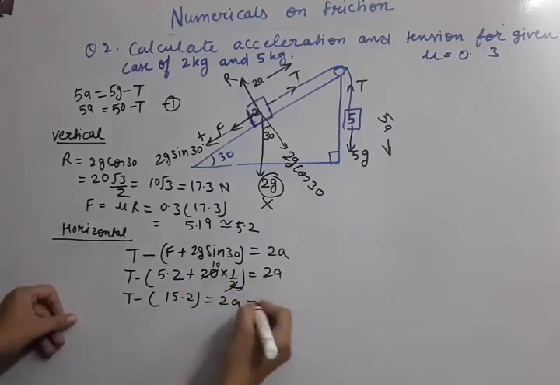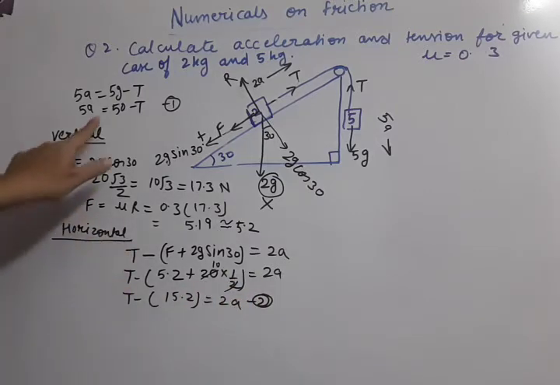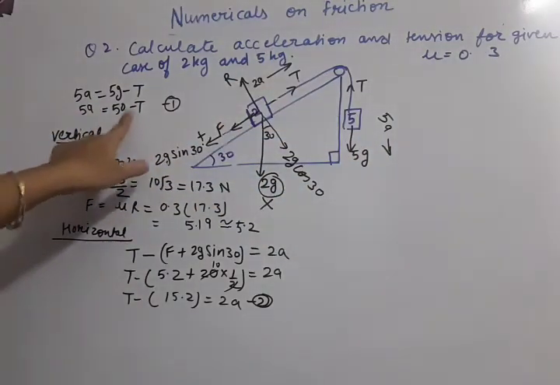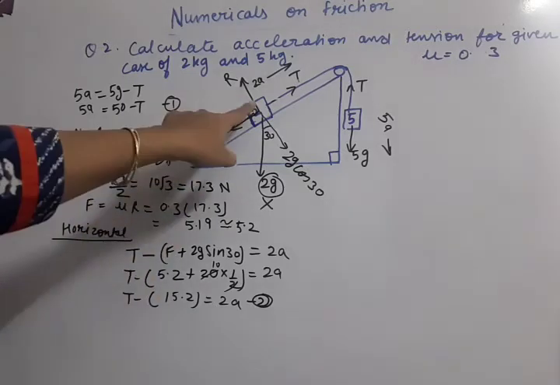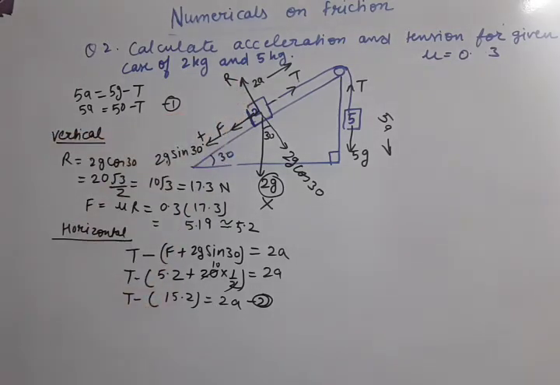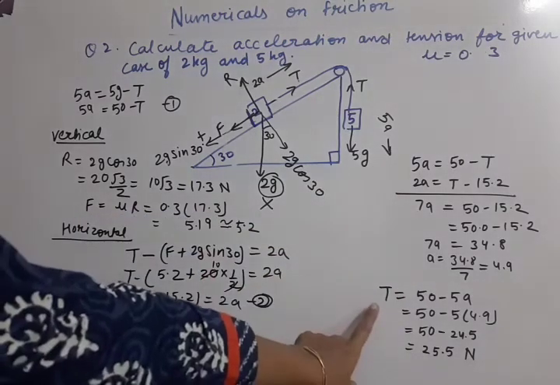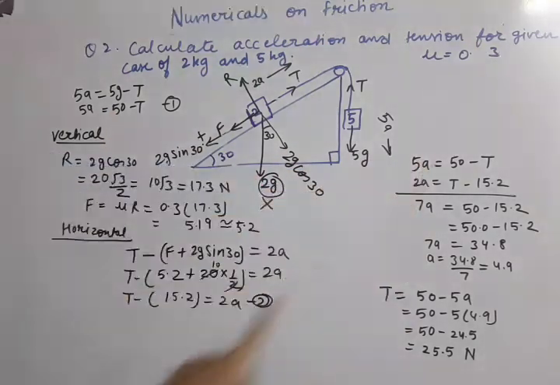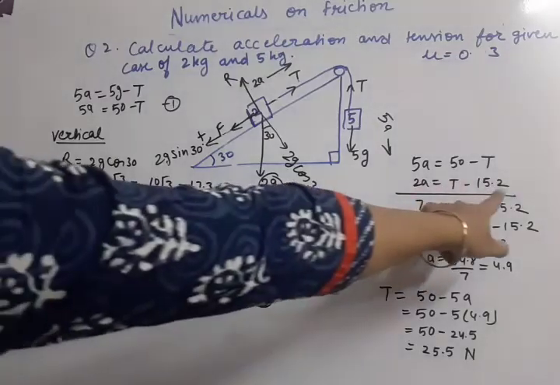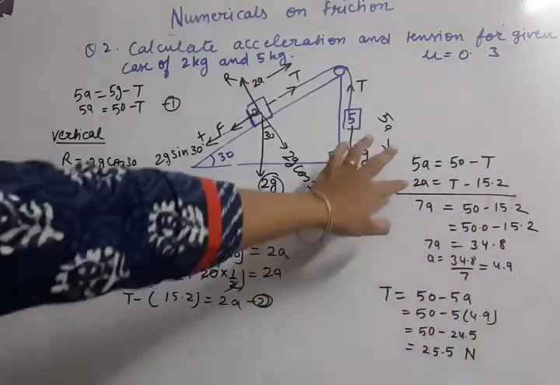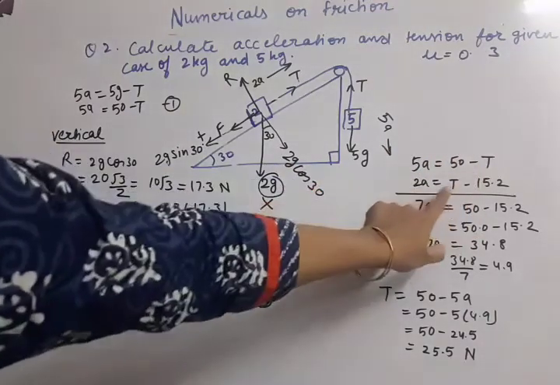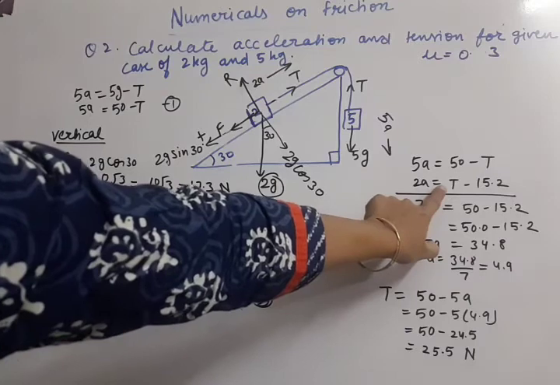This is the second equation for the solution of T and a. The first equation came from this object: 5a equal to 50 minus T. The second equation is the horizontal equation of this object, that is this. Now we will solve it. Let us solve it here. You can see the solution. 5a equal to 50 minus T is the first equation, and 2a equal to T minus 15.2 is the second equation. As we always do, T is cancelled by adding. Here T is with a minus sign and here T is with a plus sign. On adding, both will cancel.